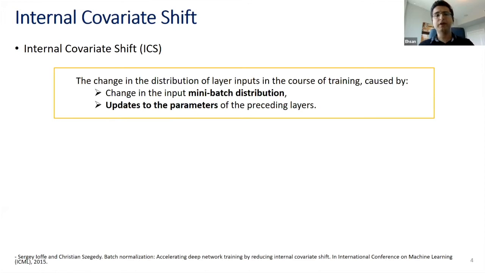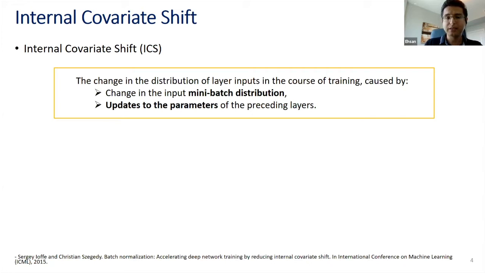So regarding the internal covariate shift, this one is actually the change in the distribution of the layer input. So we can think of the change in the distribution of the features at each of the layers of the network. But this change may be caused by two main factors. One of them is the change in the input mini batch distribution. Because we're sampling from the whole dataset, although we are uniformly sampling, this sampling may change that distribution. So each mini batch that we're getting, we may get a different distribution.